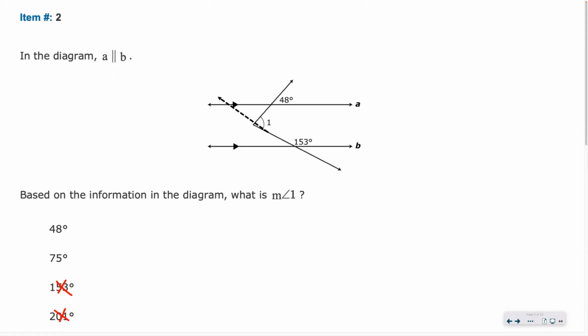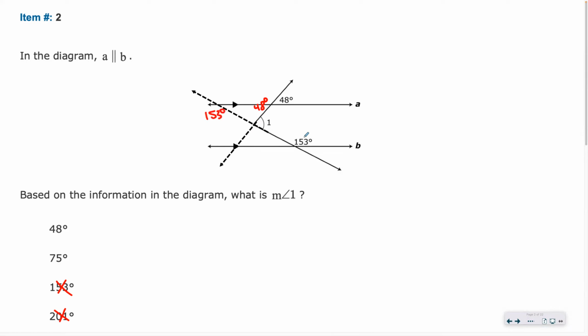Okay, that's great. I'm gonna make this transversal go all the way through this way. Okay, so let's remember our rules. If this is 48, what would be right here? 48. Okay, now, if this is 153, this angle right here would be 153.